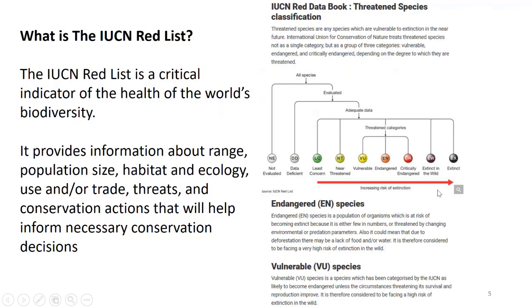So for elephants, there are two kinds of criteria. One is endangered, which is the Asian elephant in this list. This is at risk of becoming extinct because it is either few in numbers or threatened by changing environmental parameters. The African elephant is still an animal which is likely to become endangered if the current circumstances threatening its survival are not improved.